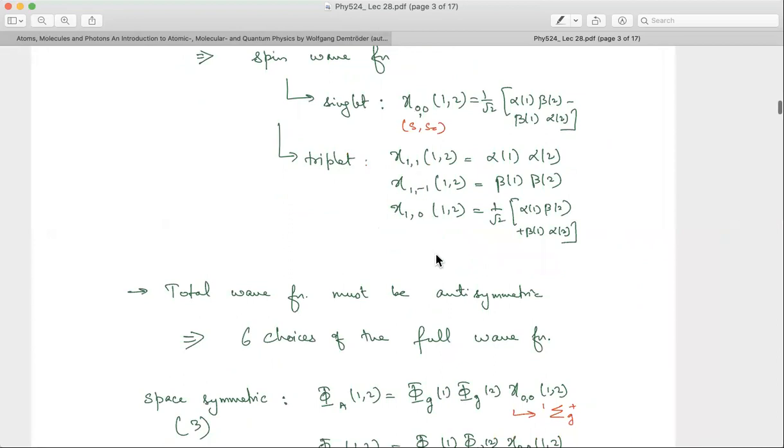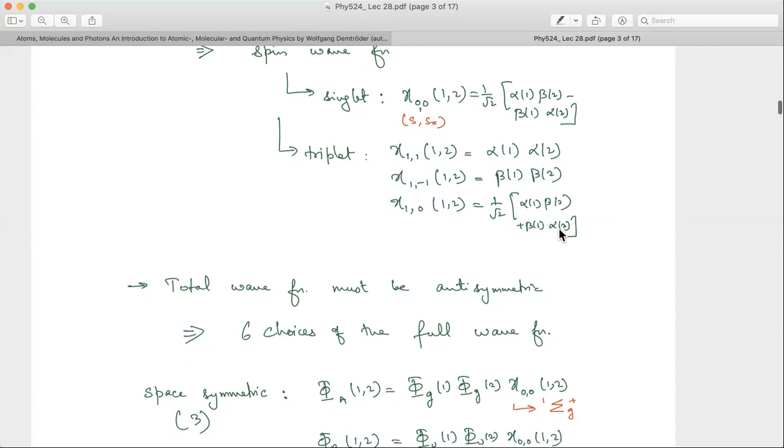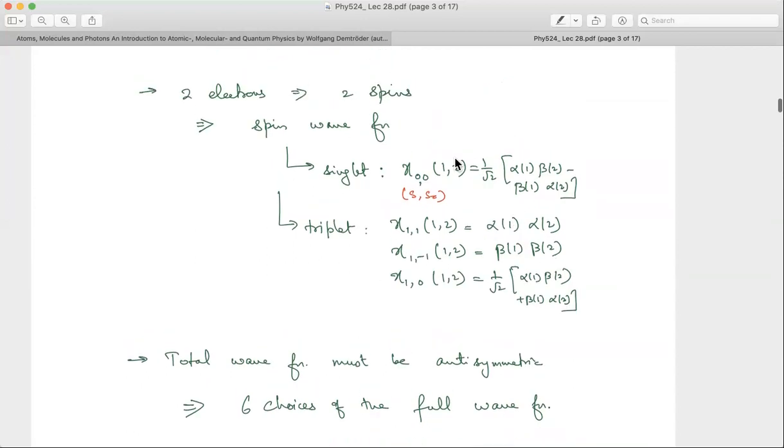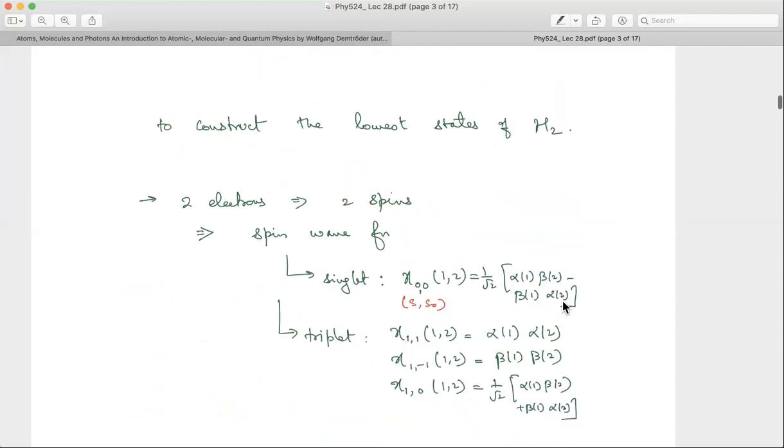And the spin triplet states were chi 1. So the total spin is 1. And the Sz or the Ms value can be 1, 0, and minus 1 basically. Okay. So these are the three triplet states basically. So alpha 1, alpha 2, and beta 1, beta 2. So chi 1 minus 1, and chi 1, 0 was alpha 1, beta 2 plus beta 1, alpha 2, normalized by a factor of 1 by root 2. Okay. So that's basically these wave functions for the spin part.